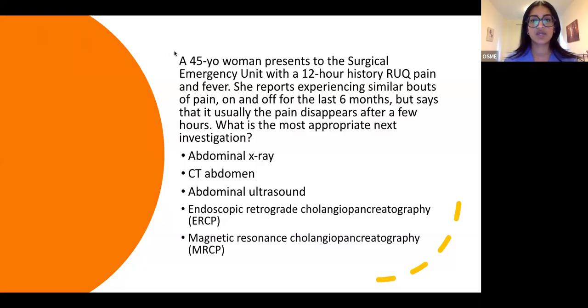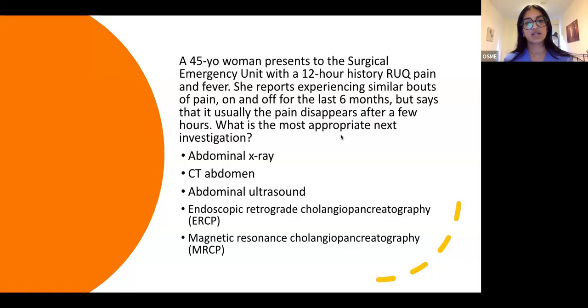Okay, so reading the vignette, she's a 45-year-old woman, so that immediately gives you clues due to the demographic of the patient. She's got this acute history of right upper quadrant pain, so immediately you're thinking, what's in that area? It's the liver and the gallbladder. Fever suggests infection. She's had similar bouts of pain for the last 6 months. That's alluding to biliary colic. It comes and goes, but now it's persistent. So, based on this presentation, my initial diagnosis would be acute cholecystitis, due to the two symptoms, the right upper quadrant pain and the fever.